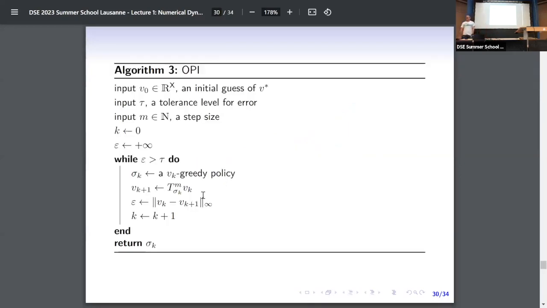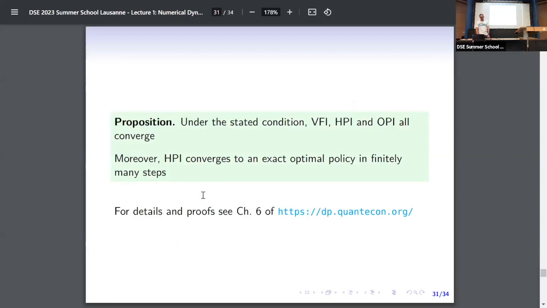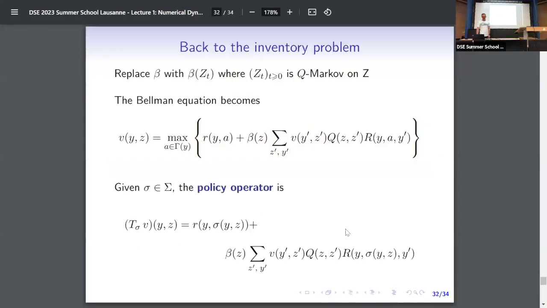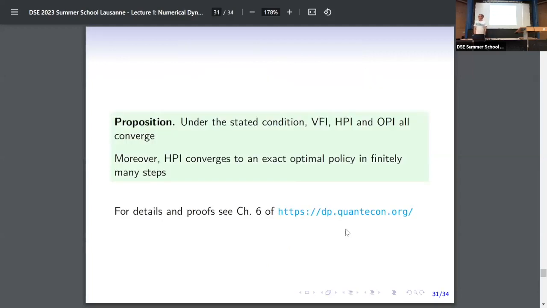Any questions, comments? Everyone's happy? All right, there's a proof in the book in chapter 6 that shows that all of these algorithms converge under the stated condition. And Howard policy iteration is going to converge to an exact optimal policy in a finite number of steps. Okay, are there no questions about the algorithms?